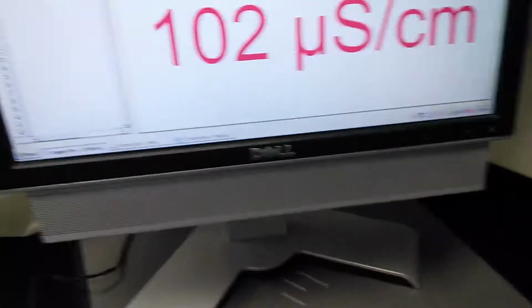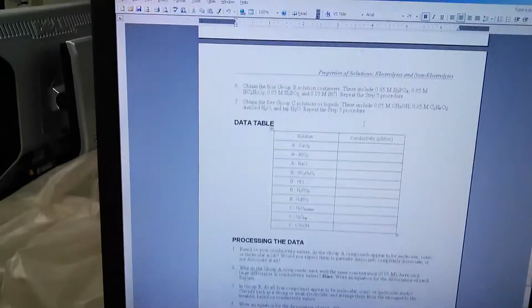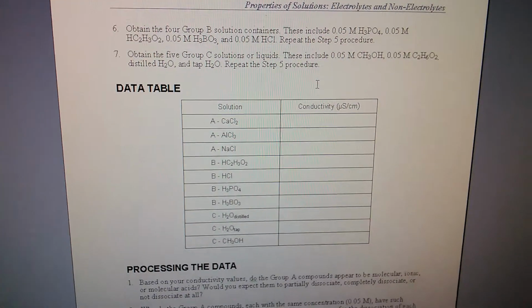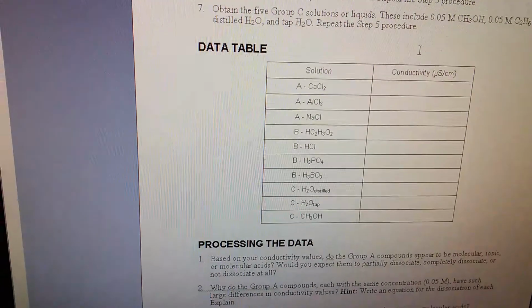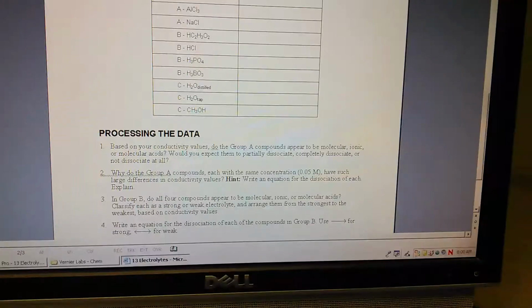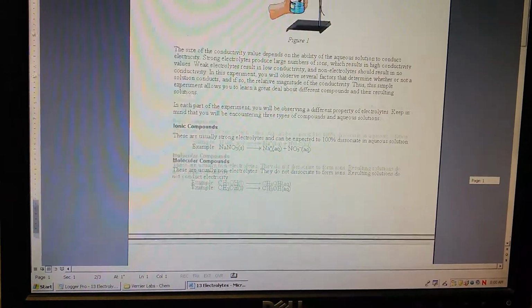Now, if you had been doing this lab yourself, you would have a data table, such as this one right here, and you would have filled in that data table with all your conductivity ratings for what we just went through. But based on this, we could group these together. Highest ratings would probably go to ionic. Perhaps these here would help.